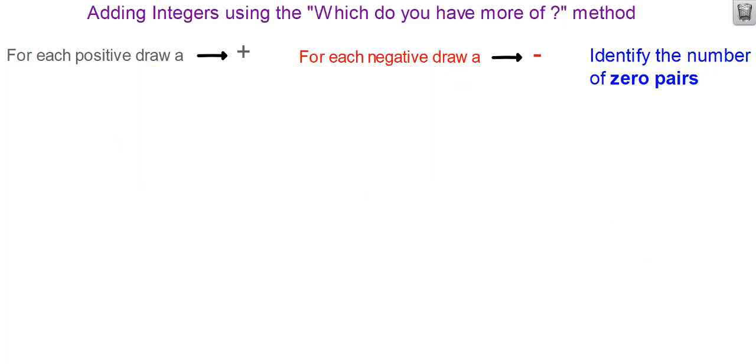Okay, let's try some more here. Let's try negative 2 plus positive 4. So first off, here are my 2 negatives. Negative 2. I'm going to add 4 positives. 1, 2, 3, 4 positives. I'm going to identify where the 0 pairs are. So in this case, we have 2 zero pairs.